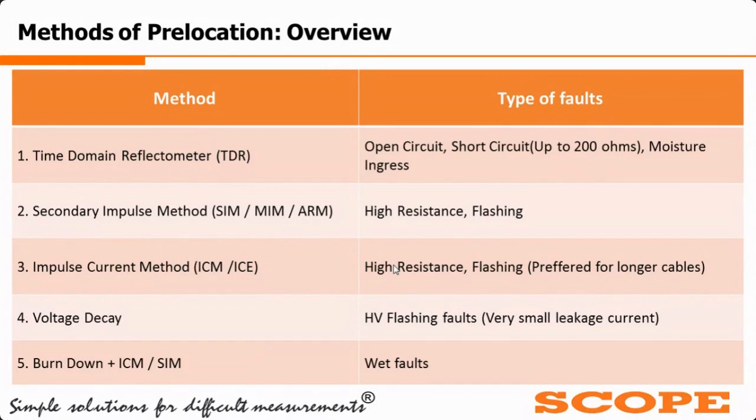The last prelocation method is burn down plus ICM or SIM. Let us consider that moisture is present in the cable. As I already explained, at the preconditioning stage we have to go for burning or searching, and after that we do ICM or SIM so that we can easily locate wet faults. This is all about prelocation.